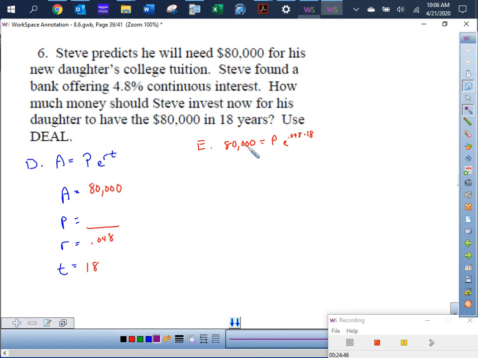The 80,000 goes over here for our amount, and P is what we don't know, and we got all this. I'm going to clean that mess up, though, by taking 0.048 times 18. And if you punch that in, you get 0.864. So you got e to the 0.864. And to solve for P, we don't need logarithms at all in this problem because the variable is not up in the exponent. It's down on the normal level. So to get P all by itself, there's just a times e to this number. We're going to divide both sides by e. So 80,000 divided by e to this, and we'll punch that in.